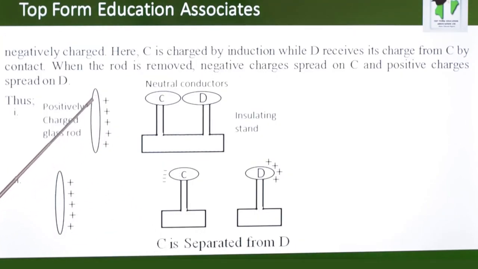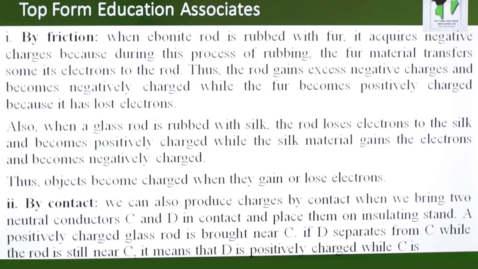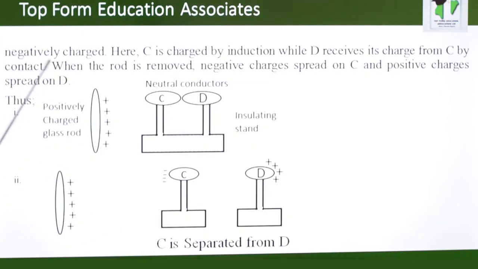Look at this here. A positively charged glass rod is brought near C. It is not in contact; it is brought near C. If D separates from C while the rod is still near C, it means that D is positively charged while C is negatively charged.